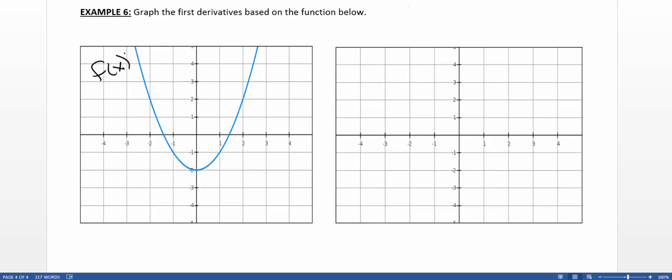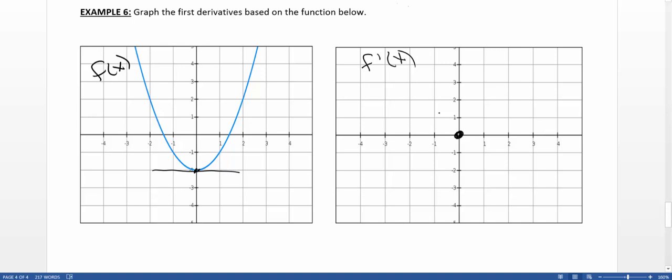We'll refine it a little bit more as we continue to practice. So again, the first thing we want to do is draw in our zeros. So we're looking for horizontal tangent lines. So at x equals 0, we have a horizontal tangent line, which means when we draw our derivative graph, when x equals 0, the derivative equals 0.